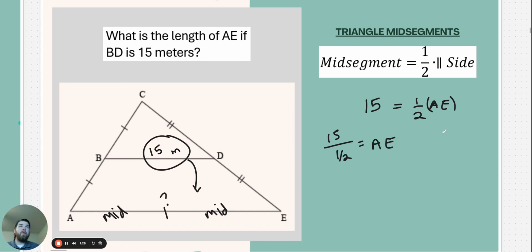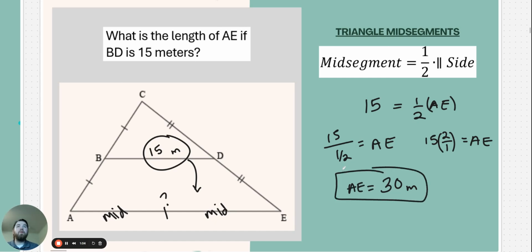Or when you have a fraction, if you multiply by the reciprocal, the flip of that fraction, on each side, it gets rid of the fractions. So that right there is just 15 times 2, or 2/1. When I do that, I would get that this comes out to be 30. And so that would be 30 meters. That's my value for AE, and that is the midsegment theorem in practice.